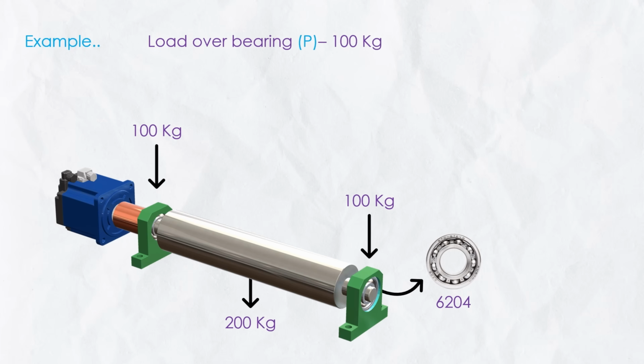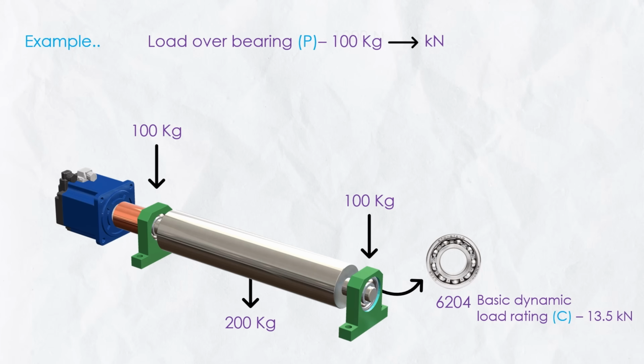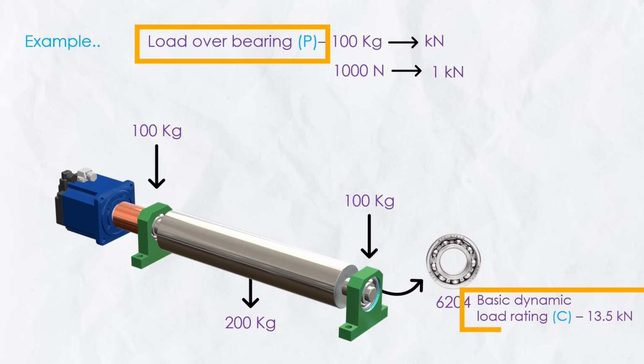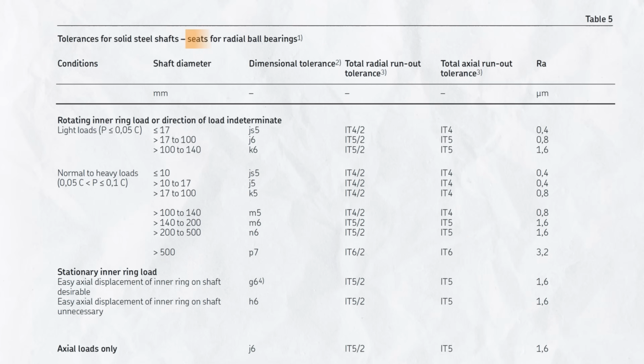The applied load is 100 kg over one bearing. Convert it into kilonewton, because the bearing dynamic load rating C is always in kilonewton, 13.5 kilonewton. So 100 kg means 1000 newton, approximately 1 kilonewton. Now write this load P in terms of dynamic load rating C. Divide the load P by the dynamic load rating C, 1 divided by 13.5. So it will be 0.074, meaning P is equal to 0.074 C.